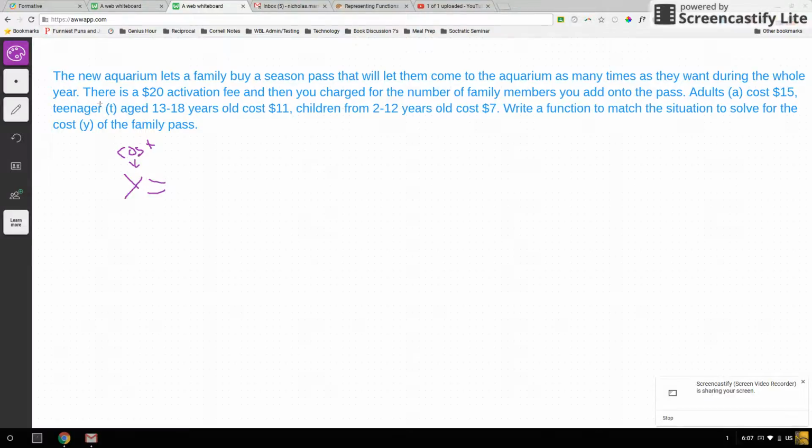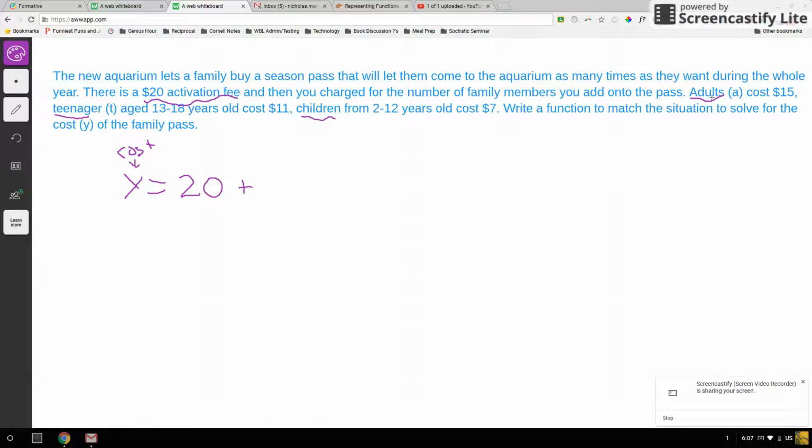Now, if we go back, we know that there is a $20 activation fee, and then you get charged for the number of adults you have, the number of teenagers you have, and the number of children you have. All right, so when we have a cost, we know that we're going to be using addition in this. So let's just start building it. Well, we know that you start with a $20 activation fee. So if we add 1 person, 3 people, 12 people, it's always going to cost us $20 to activate that pass. So that's going to start my function.